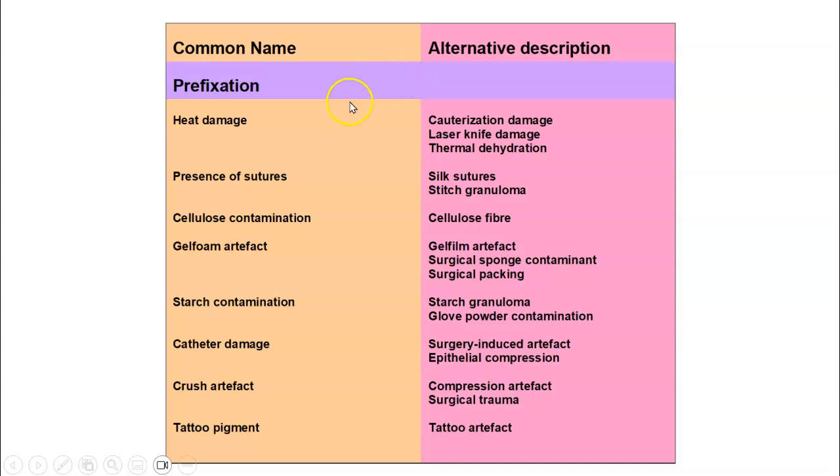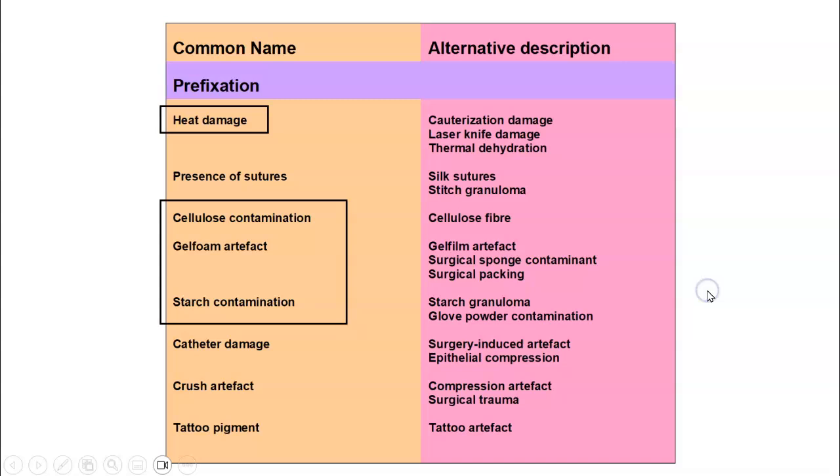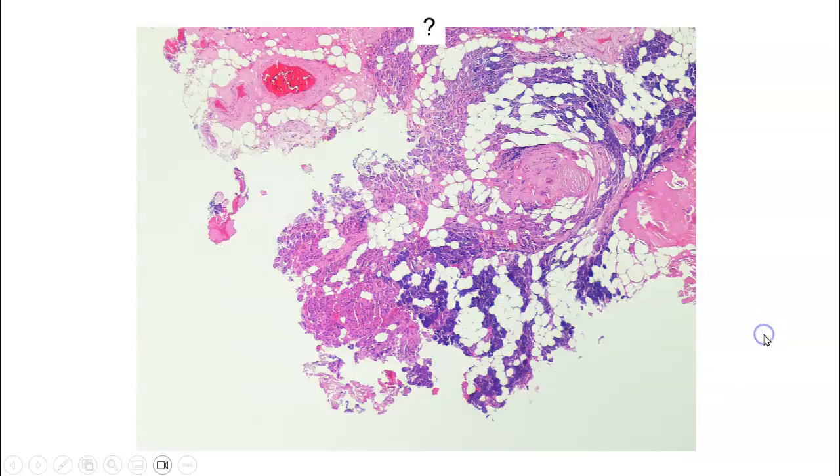So when we think about artifacts, we can sort of think about the various stages of tissue handling. So for example, heat damage or cautery artifact, this is something that I'm sure many of you are familiar with. This occurs even before we receive the specimen. There can also be certain contaminants that can find their way into the specimens from extraneous objects such as cellulose, gauze, hemostatic products, starch contamination, etc.